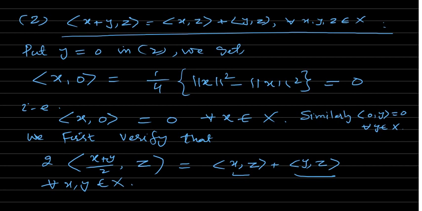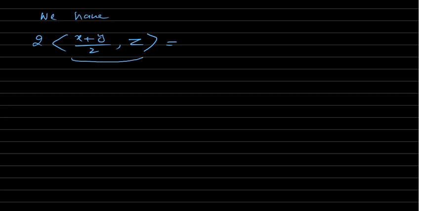So we start with this. Okay, we start with this. So we have twice inner product of (x plus y over 2) with z. Now by our definition, the inner product of x with any element is 1/4 times, so it's already twice, so it will be 1/2 times.